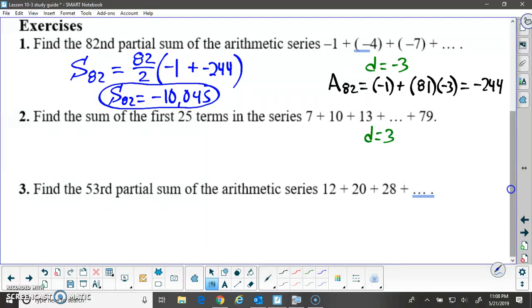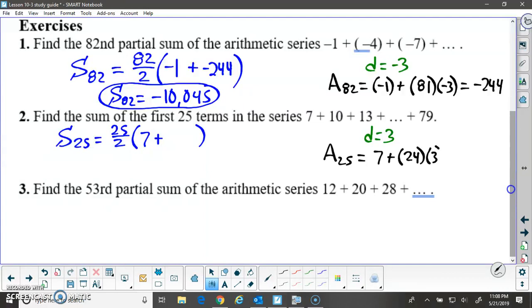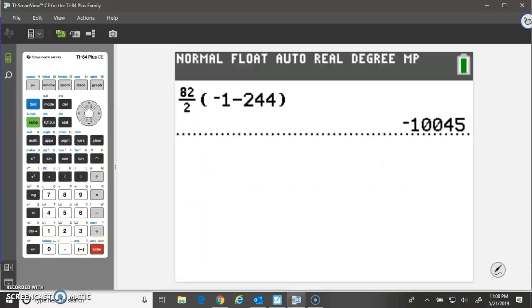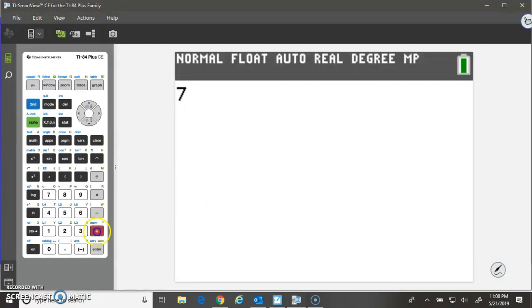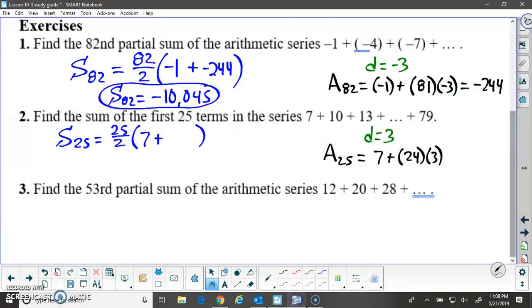So again, we're going to use the formula. The sum of the first 25 terms would be 25 divided by 2, because n is 25. You can see that the first term is 7. Again, we just got to figure out what that 25th term is. I'm going to do that by putting 25 into the sequence formula. First term is 7. 25 minus 1 is 24, and since your common difference is 3, we get 7 plus 24 times 3, which gives us a value of 79. So the 25th term is 79.